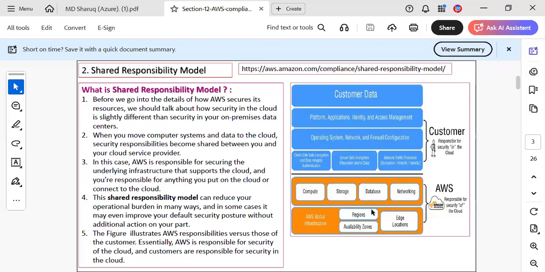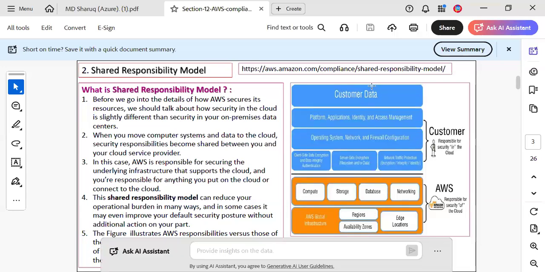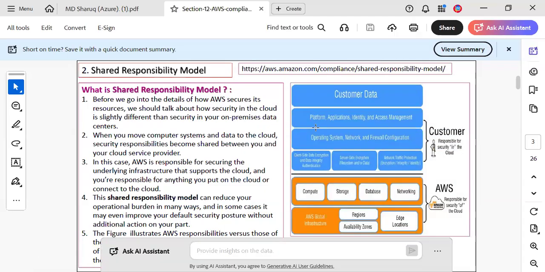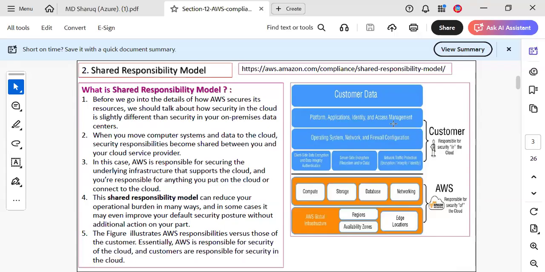So this figure illustrates AWS responsibilities versus those of the customers. Essentially, AWS is responsible for security of the cloud. Customers are responsible for security in the cloud. Now, let us say you have customer data here on premises, or it can be in AWS also. But platform applications are there internally within the office. They have identity and access management, IAM in short form. Then operating system, network and firewall configuration is there.